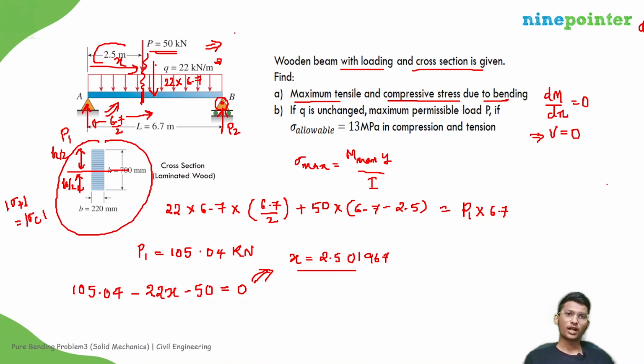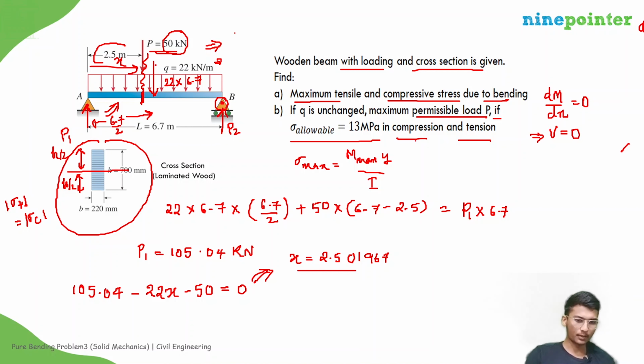If you see the second part, if Q is unchanged, maximum permissible load P, if sigma allowable is equal to 13 megapascals in compression and tension. So now we need to find out the maximum load P we can apply such that the maximum bending stress in the beam is 13 megapascals. So now just replace 50 kilonewtons by P and calculate M max.